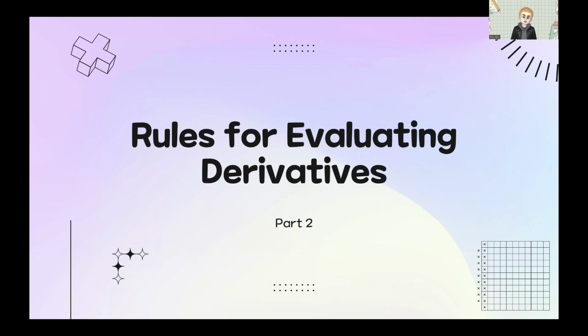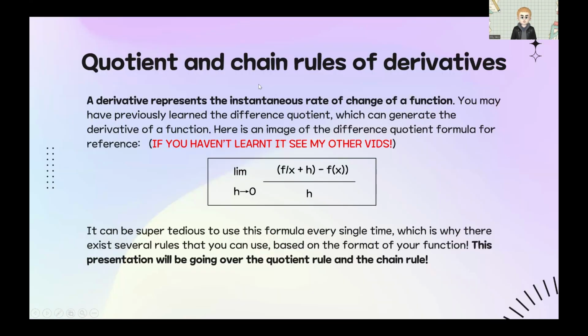Today we're going to learn about the second type of rules for evaluating derivatives: the quotient rule and the chain rule. So let's get into it. The quotient and the chain rules of derivatives, we're going to learn about this.